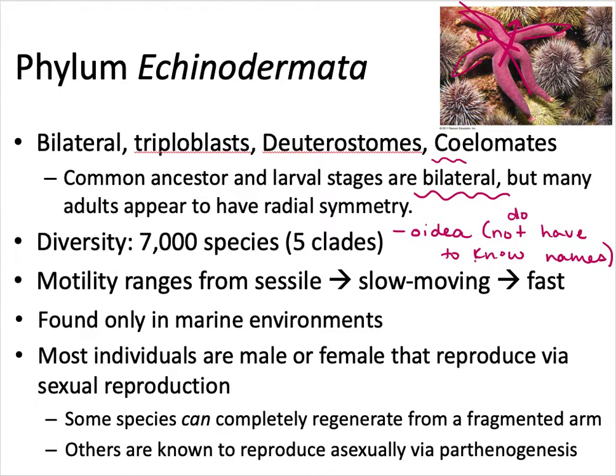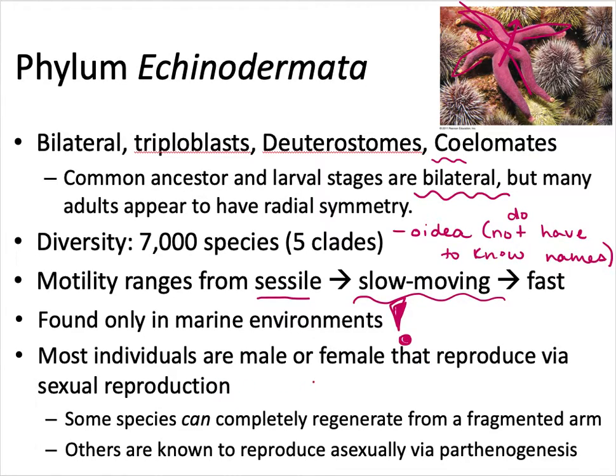All right. Some echinoderms can be very fast moving. For the most part, I would say most echinoderms are slow moving, whereas there are also some that are completely sessile. So the range of motility in echinoderm species can be anywhere from sessile or attached and not moving at all, to slow moving, to fast. Echinoderms are interesting in that they are the only phylum that we have talked about that are exclusively found in marine environments.